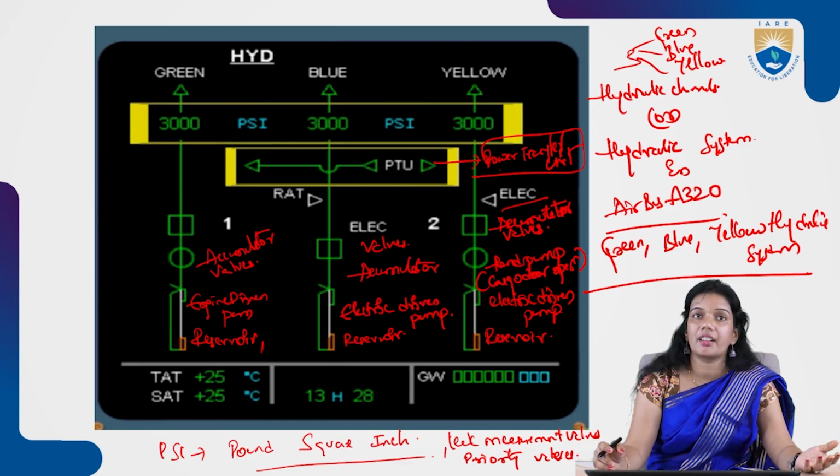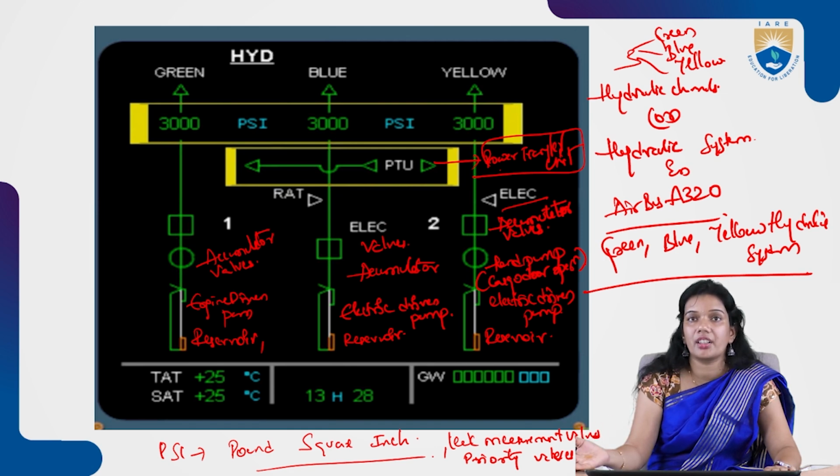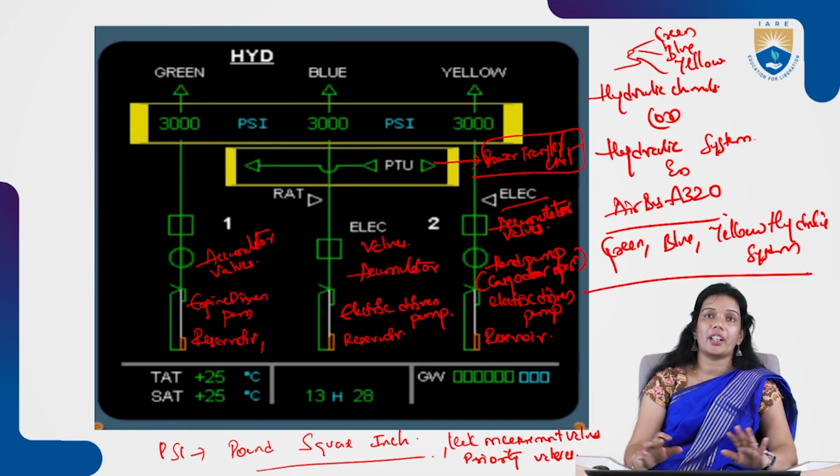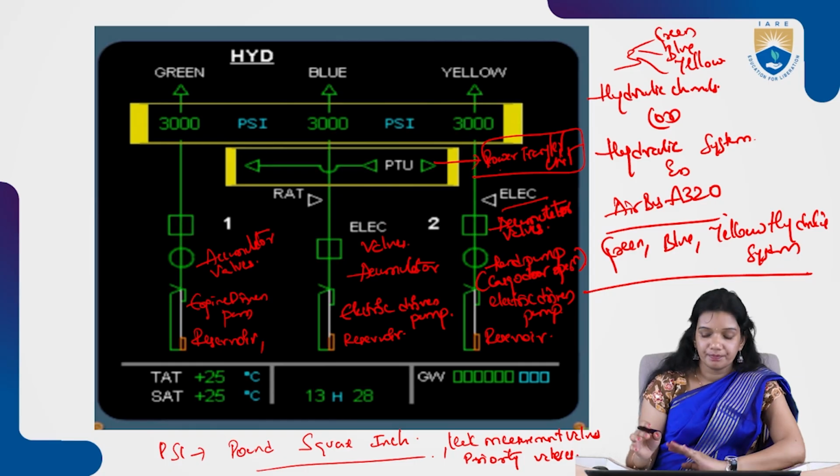Then there is a driving source which is different for each system. One is where you have an engine driven pump, then the other is where you have an electrically driven pump, then the other is also running with an electrically driven pump, but as backup you have an auxiliary power unit, or as backup you have a hand pump, right? So that is how you look into the hydraulics of the aircraft, right?